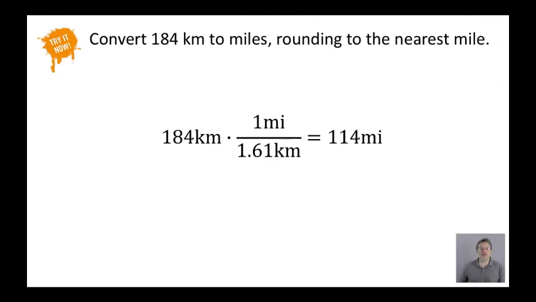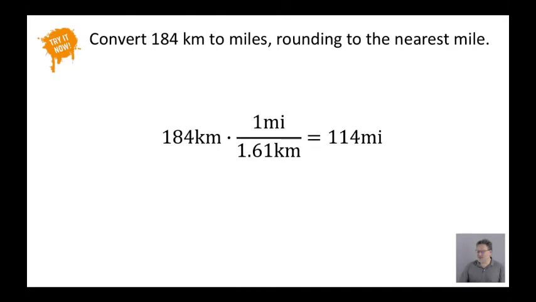Welcome back. Well, hopefully this was pretty straightforward. You're converting 184 kilometers using the appropriate conversion fraction there, 1 mile being the same as 1.61 kilometers. Kilometers cancel, leaving behind miles. The result is 114 miles. Again, we are rounding it to the nearest mile.